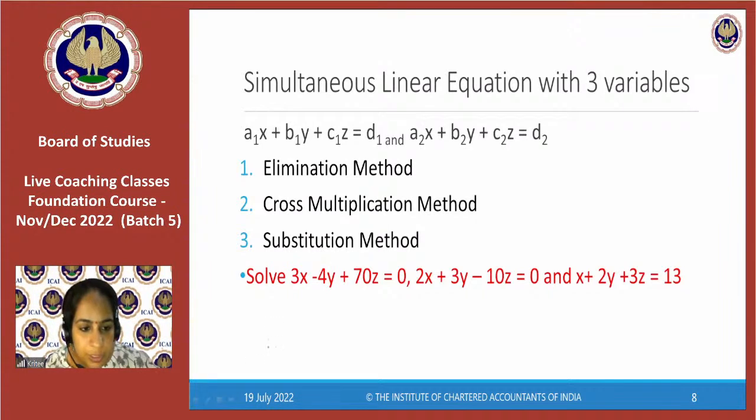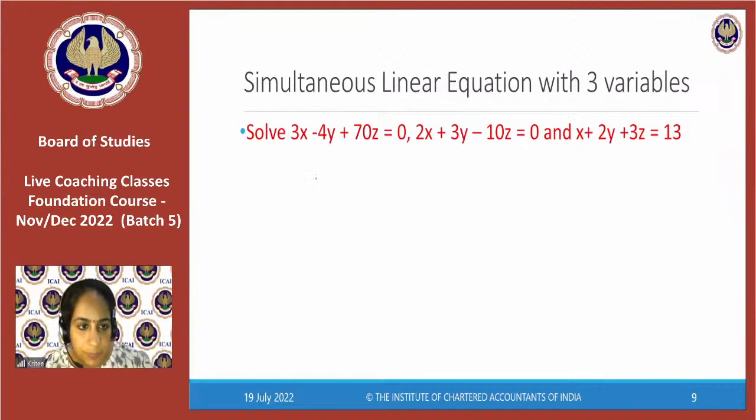All right. See, how do we solve 3 variables? Generally, it's a mix of all the 3 methods. We try to eliminate one of the variables by substituting. And then once we get the 2-variable equations, we can use cross multiplication there. So I'll quickly help you solve this. You have something like this: 3x minus 4y plus 70z equals 0.